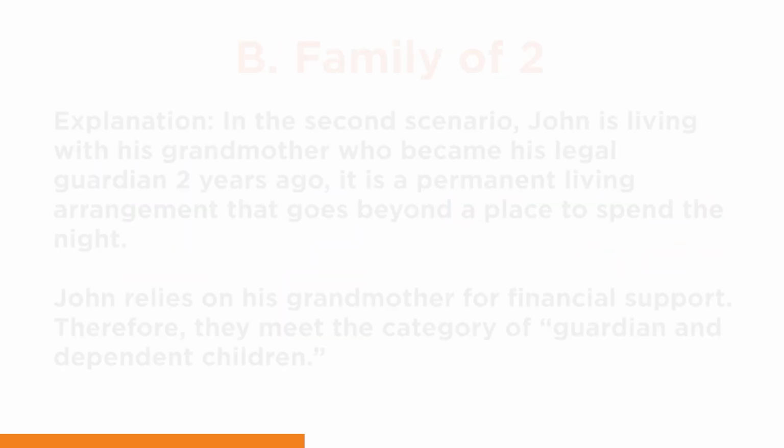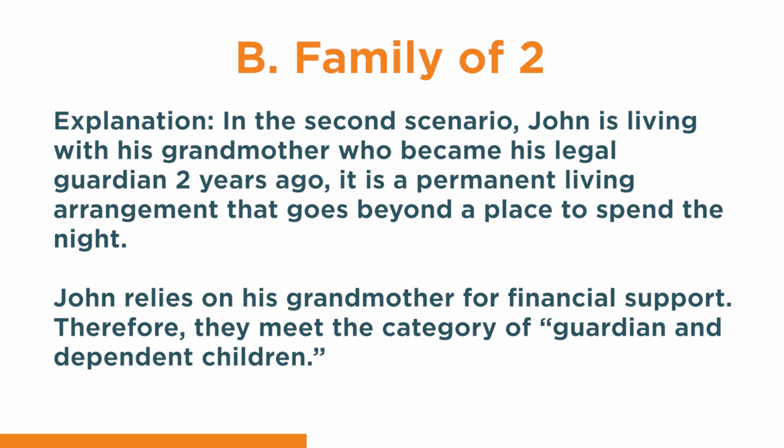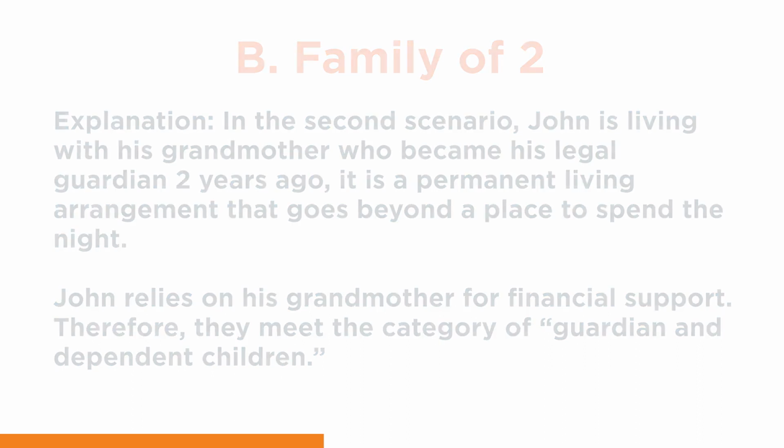The correct answer is B. In the second scenario, John is living with his grandmother, who became his legal guardian 2 years ago. It is a permanent living arrangement that goes beyond a place to spend the night. John relies on his grandmother for financial support. Therefore, they meet the category of guardian and dependent children.